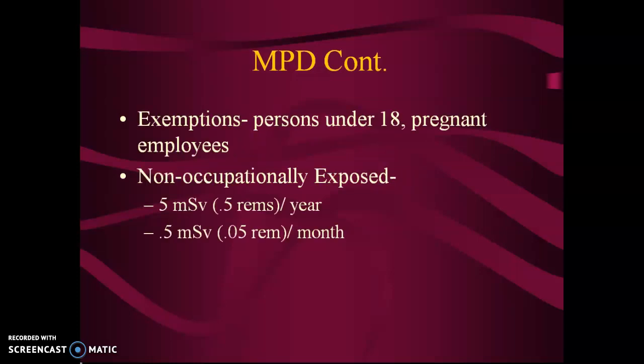The exemptions to occupational: even if you're working in the office, if you're under the age of 18, or any employees who are pregnant, would automatically fall in non-occupationally exposed. The guidelines for non-occupational are 5 millisieverts, or 0.5 rems per year, 0.5 millisieverts, or 0.05 rems per month. Those are all just numbers you'll have to memorize. There's not a fun way to get around those. Those are just maximum permissible dosages, and you'll have to memorize them.